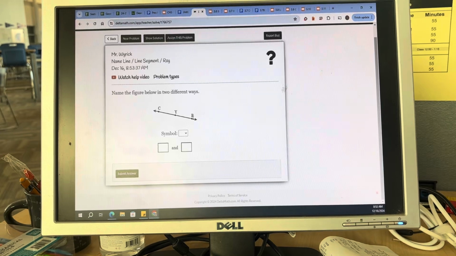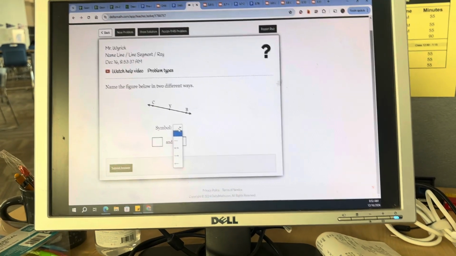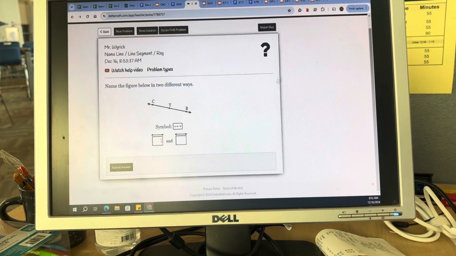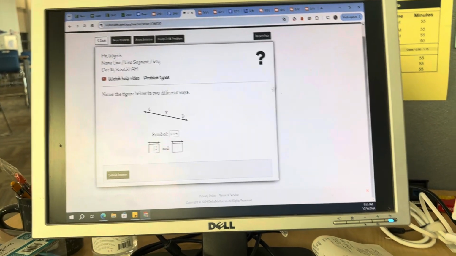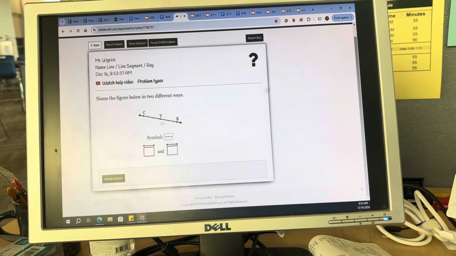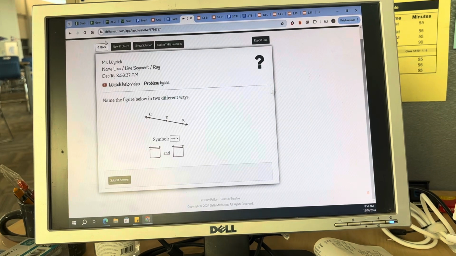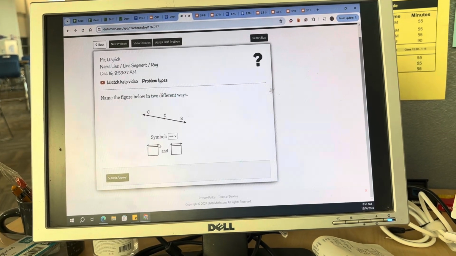So the first section up here, name a line, segment, or ray. It's important to remember that all of these are going to be 2 capital letters. This one's a line, so I want to choose the symbol for a line with the arrows that go on forever. I can put any 2 letters in any order. So this could be BC, it could be CB, it could be CY, it could be YC, BY, YB. Any of those would be correct answers. Just make sure you have the right symbol over the top.